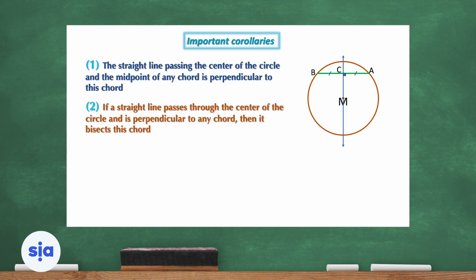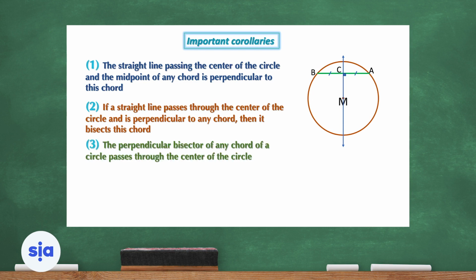Another one: if a straight line passes through the center of a circle and is perpendicular to the chord, then it bisects this chord. If a straight line passes through the center of the circle and is perpendicular to any chord, then it bisects this chord.